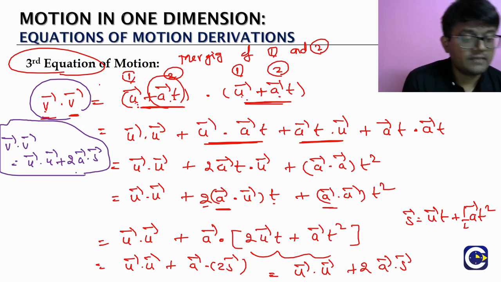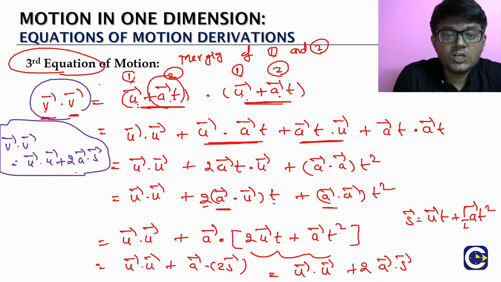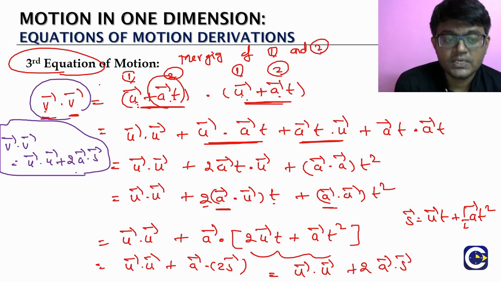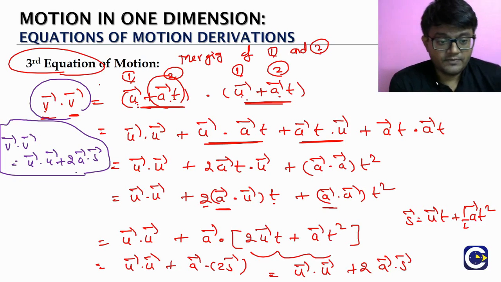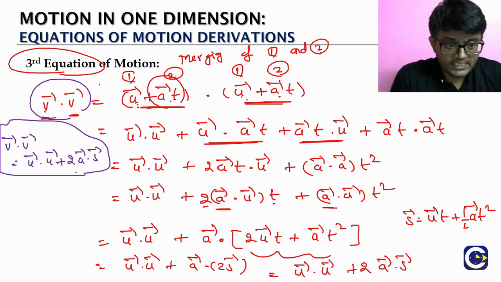Because we are dealing with the vector notation, we are having the dot product. When we simplify this equation for one-dimensional motion, we will see that the dot product will not exist in that case. We'll see when we go to the simplification of the equation for one-dimensional motion, we will be able to understand how that simplified form will look. But this is the general vector equation: v dot v is equal to u dot u plus 2a dot s.